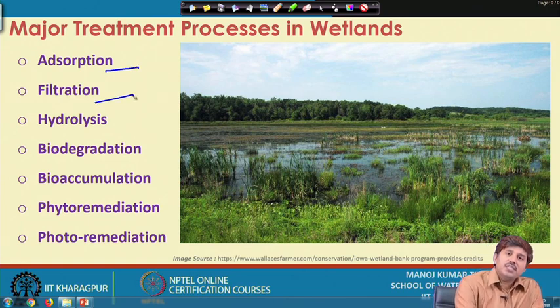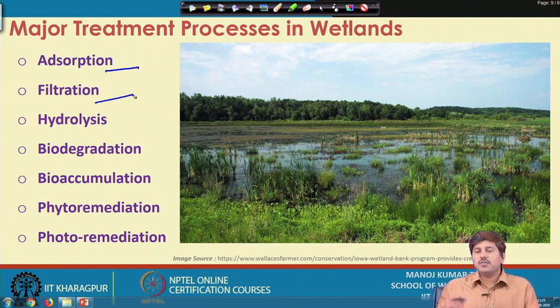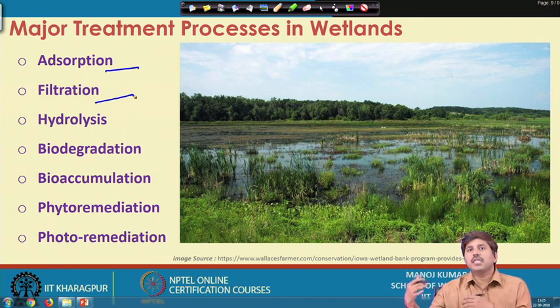There will be filtration taking place. So, normal straining: the water has to pass through the various pore sizes available in the soil, and if the contaminants, particularly the suspended impurities, are of a size larger than the pore sizes, they will get retained, they will get strained and the water will pass through. That way the suspended impurities can be removed through the process of filtration.